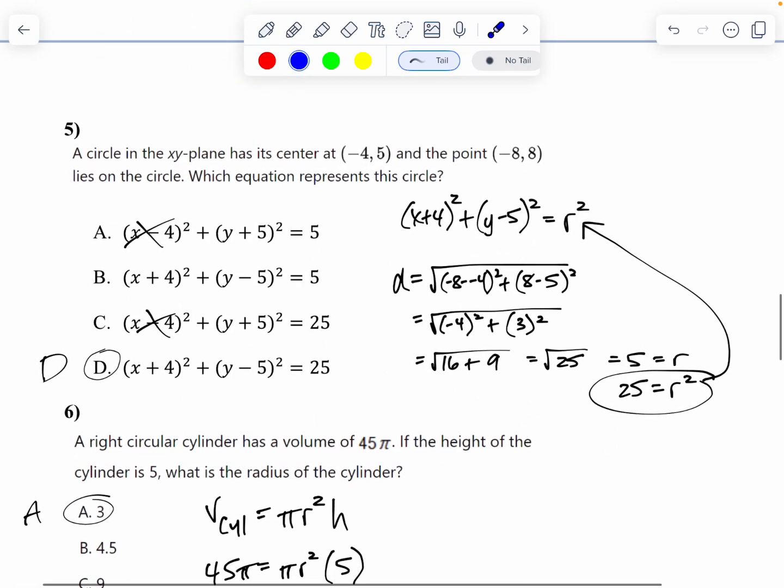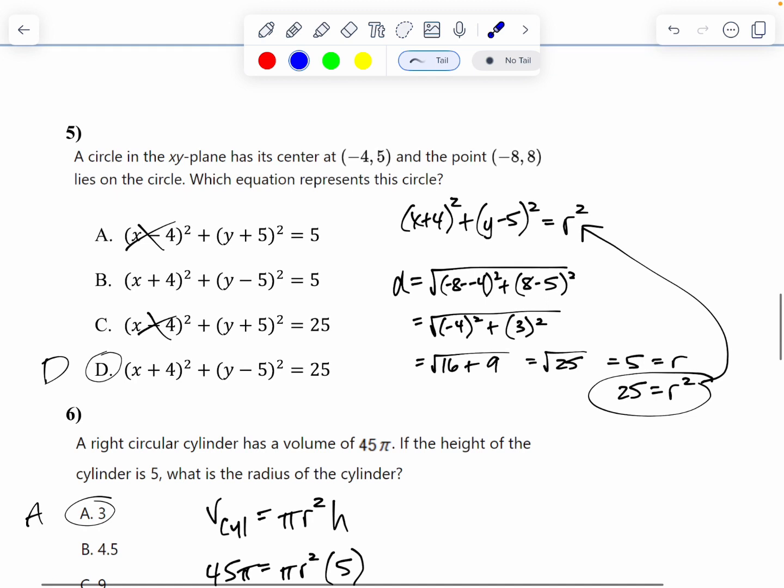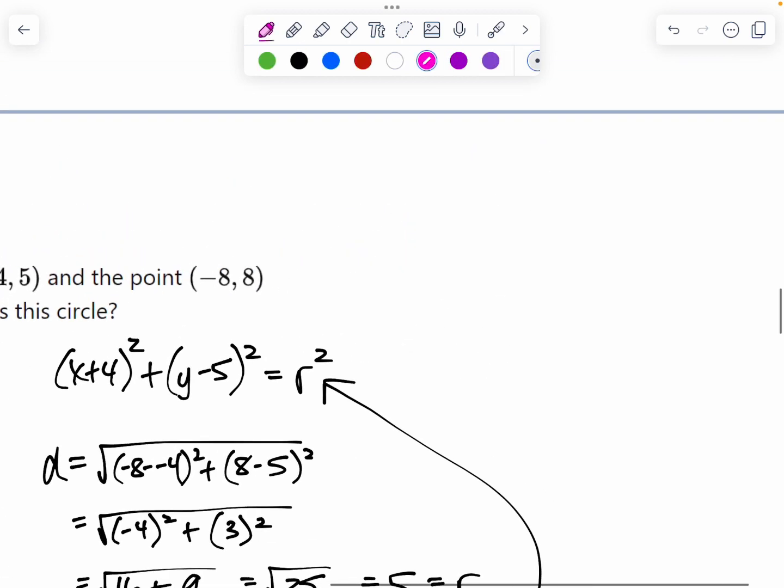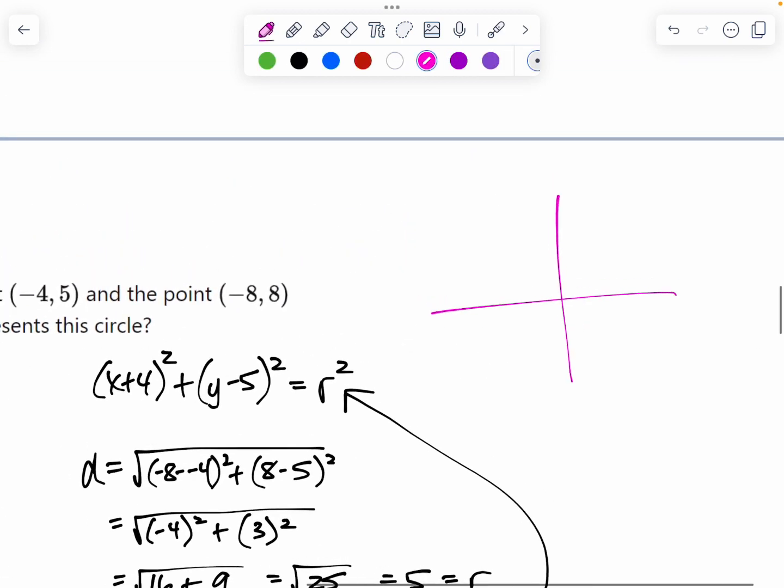Okay, now we're getting a little bit harder. Once again, I can eliminate 2 incorrect answer choices knowing that this should be x plus 4 squared because it's a double negative. It would be x minus -4 in the formula. So it's x plus 4, eliminate this, eliminate this. I'm down to a 50-50 shot. And the point -8 lies on the circle. So let me see if I can get a quick sketch. Where's -4, 5?